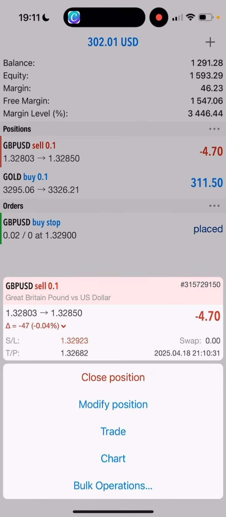I can't remember what the second point was. Anyways, let's close position and I'll show you how to do it. Oh yeah, I remember. Second, you can only do that when the lot size is more than 0.01. So let me show you.